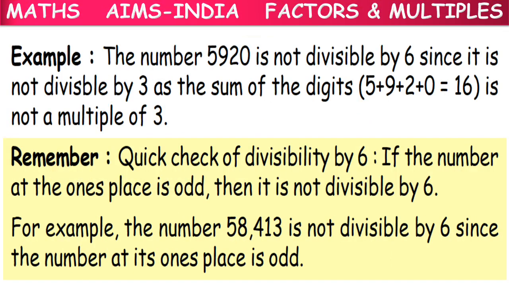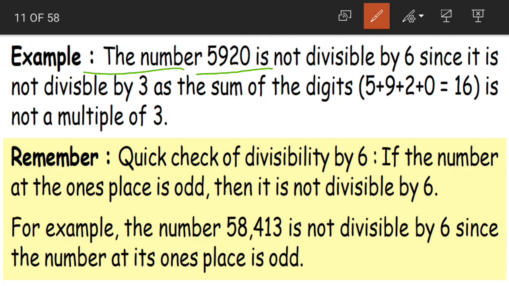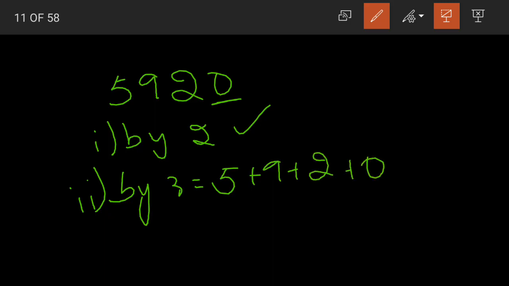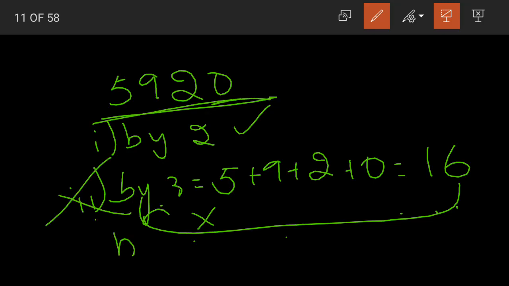Now what kind of questions can be asked? Okay, here is another example. The number 5920. Now first, it is divisible by 2. Yes, because it has 0 in the ones place. Now coming to divisibility by 3. 5 plus 9 plus 2 plus 0 is equal to nothing but 16. Now is 16 a multiple of 3? No, 16 is not a multiple of 3. So the number 5920 is not divisible by 3 and therefore it is not divisible by 6 as well.